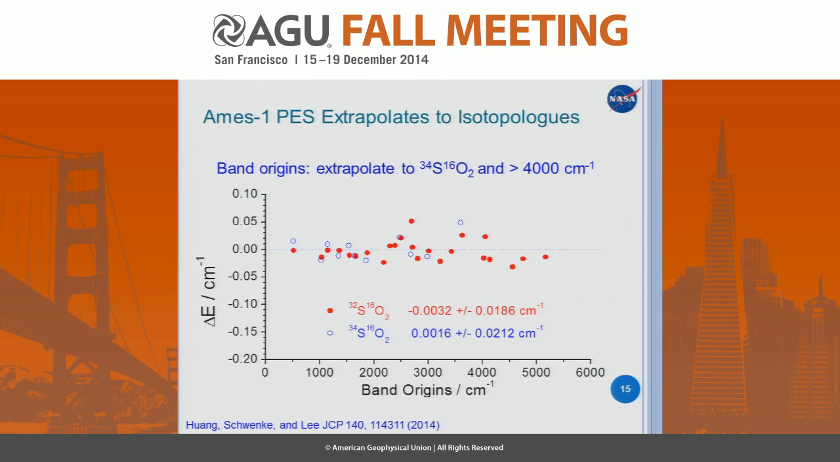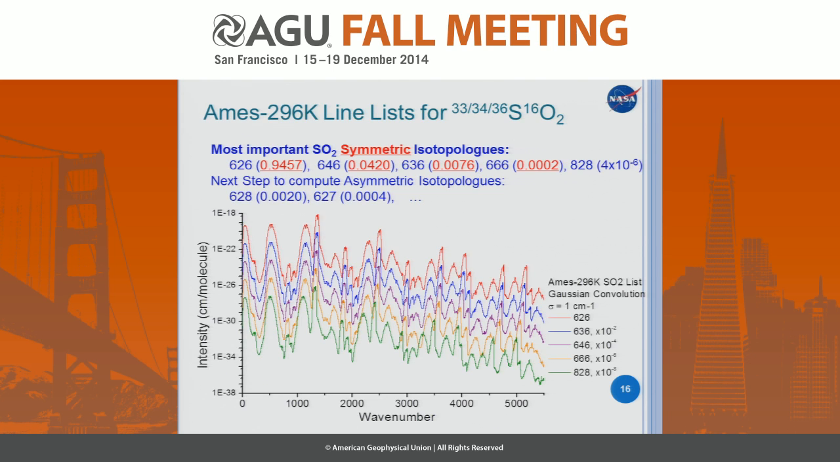Another kind of extrapolation is for isotopologues. During our refinement, only the data in HITRAN from the main isotopologue was included. However, on our refined surface, we are able to reproduce the 646, that's sulfur 34, band origins with similar accuracy, essentially the same accuracies as we have for the main isotopologue. So we know the line list we calculated for the 646 carries a similar accuracy as we have for the main isotopologue.